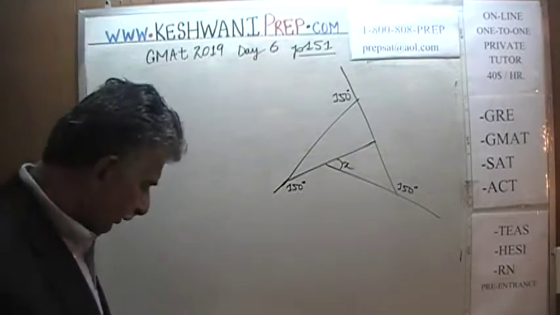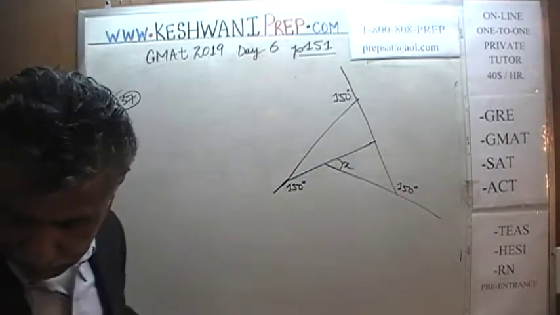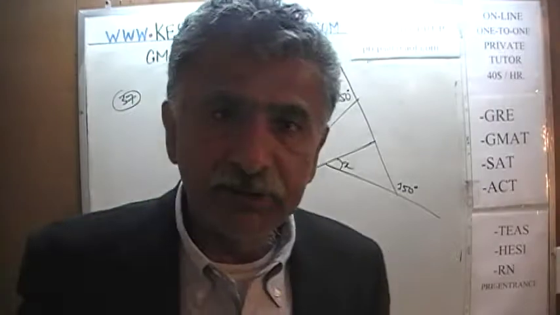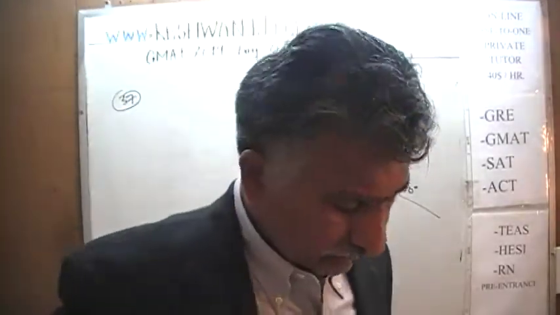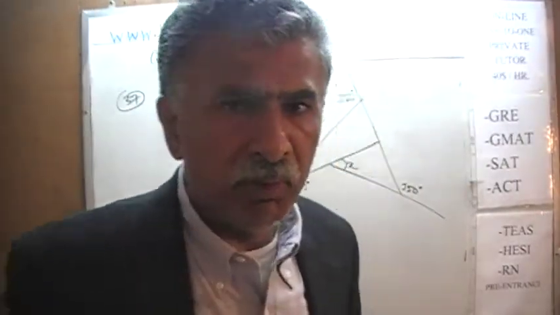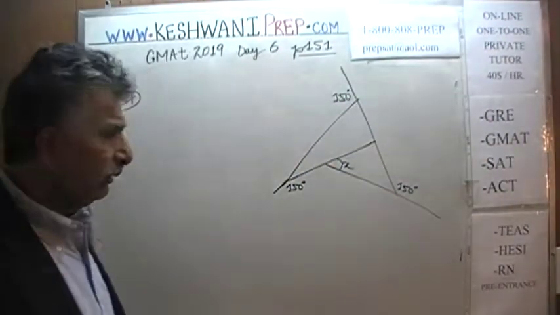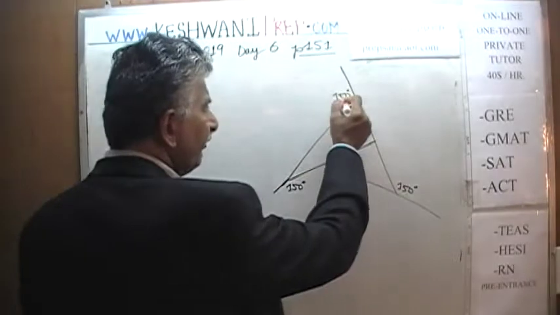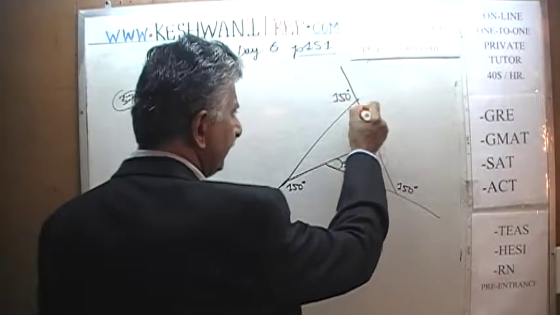So let's do it together, shall we? There is nothing to solve here. Just follow me through the journey step by step, and we'll arrive at x. So let's begin. If this is 150, then this angle must be 30.